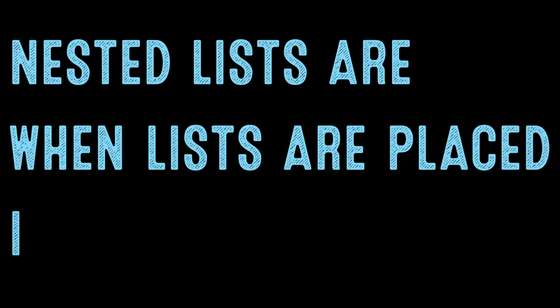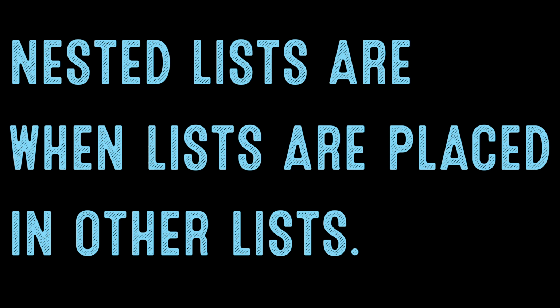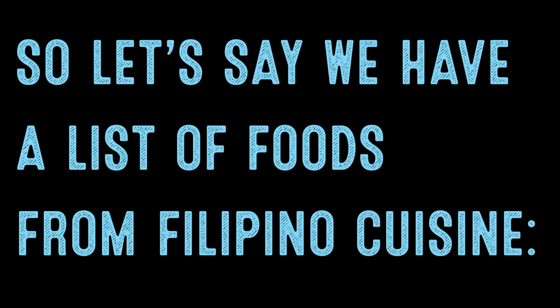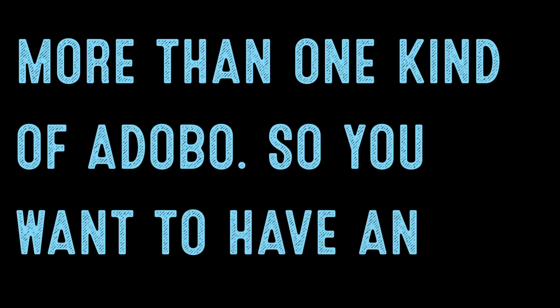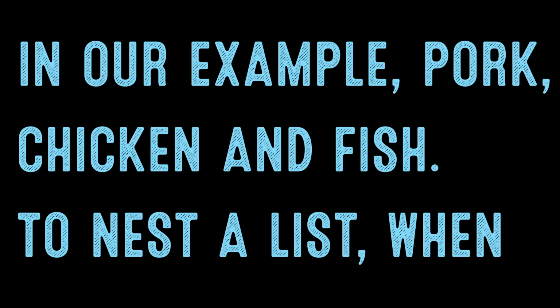Nested lists are when lists are placed in other lists. So let's say we have a list of foods from Filipino cuisine: adobo, nilaga, and sinigang. But it turns out there's more than one kind of adobo. So you would want to have an internal sublist of the different kinds of adobo. In our example, pork, chicken, and fish.